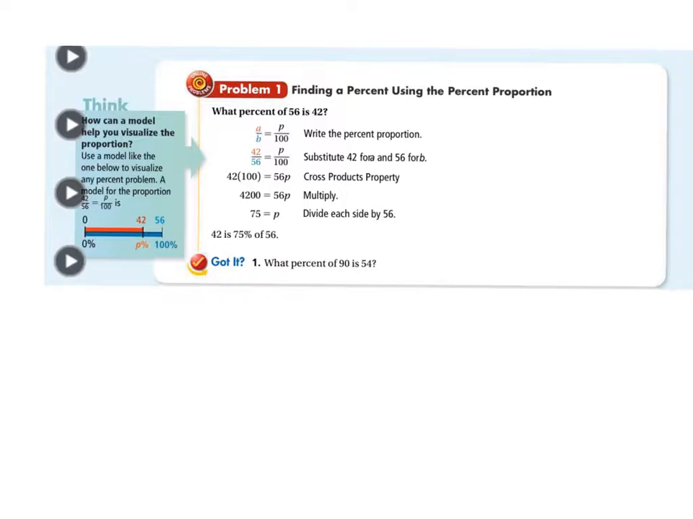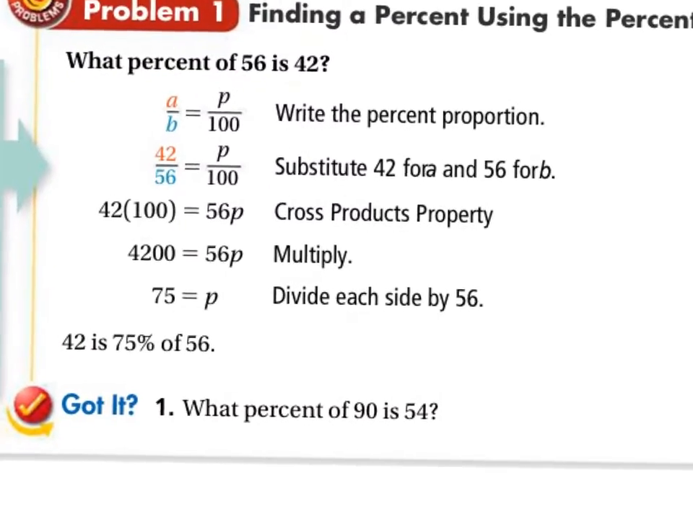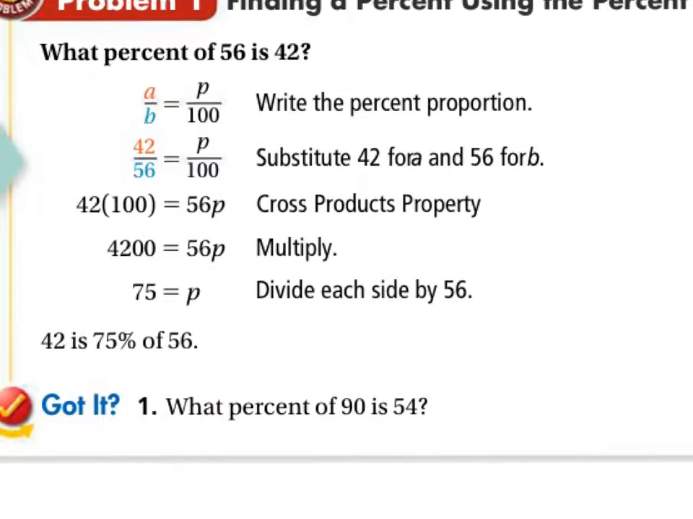So if you look at problem 1, what percent of 56 is 42? If you look at it, our part is 42. Our whole is 56, and we're trying to find what that percent is. Once they had that proportion set up, they cross-multiplied and then divided by 56, and they got 75. We're finding a percent, so that means 75%.